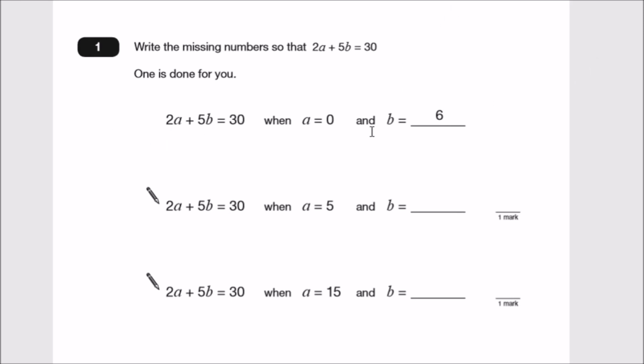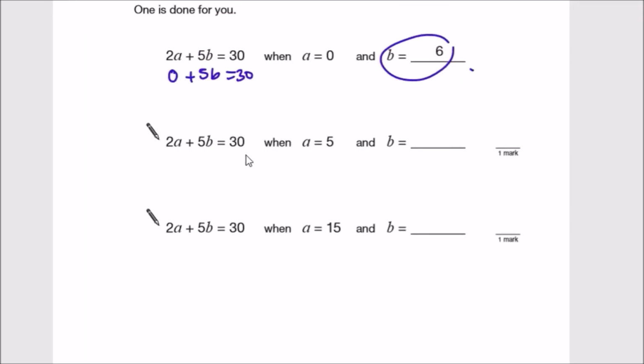So using that equation, when a is 0, so this means when we have 2 times 0, that is 0, we're left with 5b, that must be 30. So 5 times something is 30, so it must be 6. Easy. Now, when a equals 5, what does b become? So 2 times 5 is 10, so we've got 10 plus 5b is 30. To make this easier, if we just ignore the 10, it's like saying 5b must equal 20, so it's reduced.